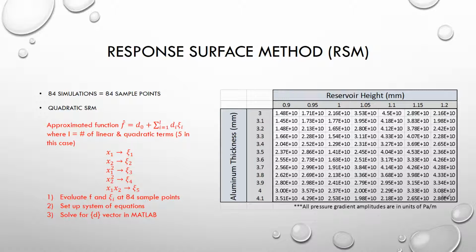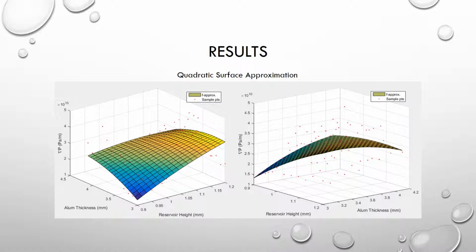The optimization method I chose to pursue was to create a response surface to represent the device operation. I ran 84 total simulations, varying the aluminum thickness between 3 and 4.1 millimeters and the fluid channel height between 0.9 and 1.2 millimeters. I used the quadratic response surface method described in Arora's textbook to generate an approximated function f hat. Here we can see the quadratic surface response of the approximated function overlaid with the discrete solution shown as red dots. It is clear that the error of the approximated function is very large at each discrete solution.